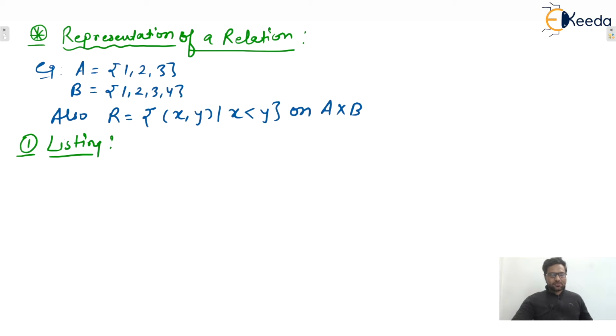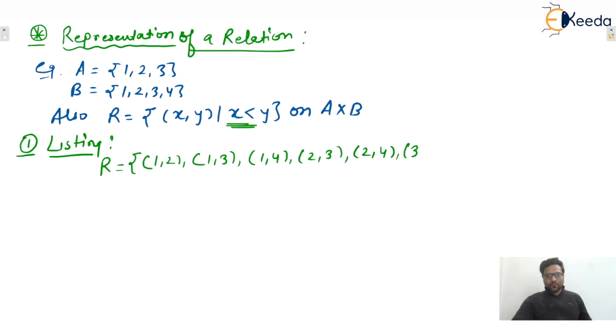So what does listing mean? Make a list of all the ordered pairs. Here, the ordered pairs which satisfy the condition x is less than y will be inside the relation. So we have (1,2), then (1,3), and 1 is less than 4 so (1,4), then (2,3), (2,4) and (3,4). That is the relation, and this one is the listing method.